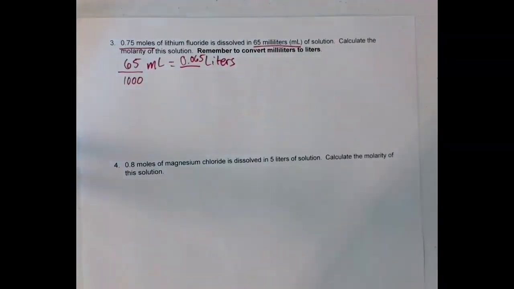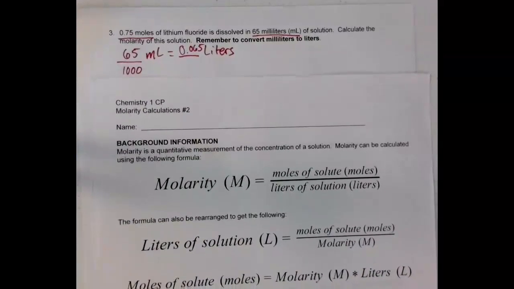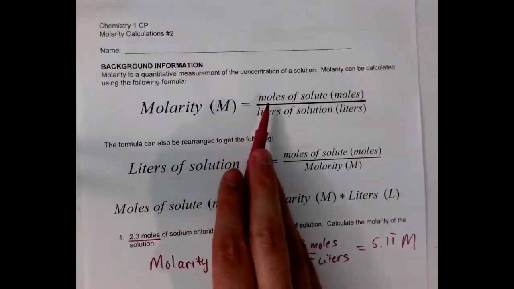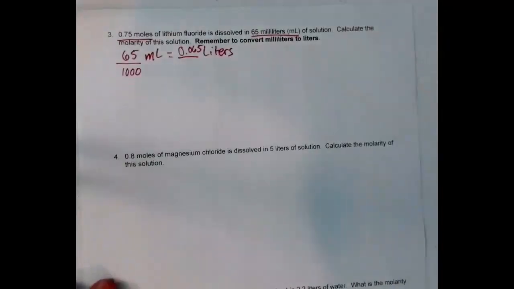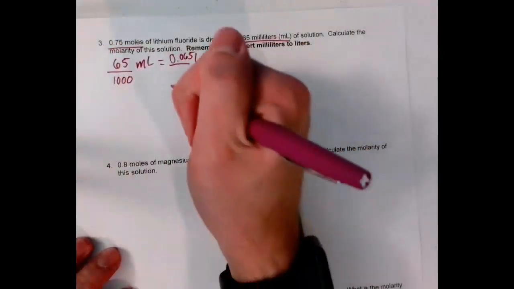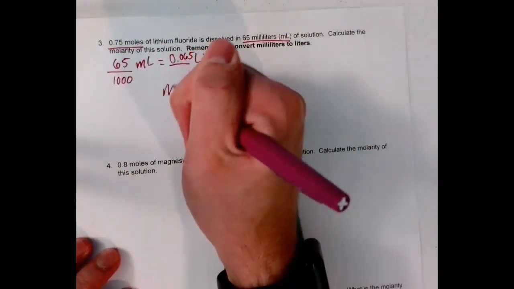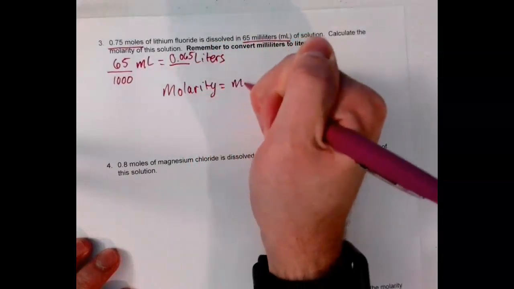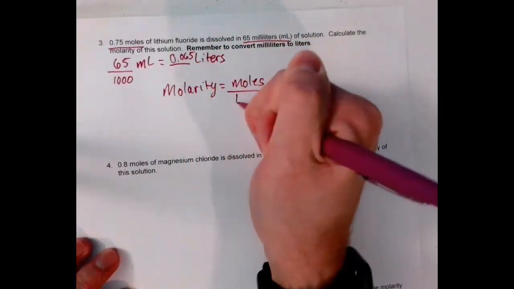So let's look at the front page again and see which formula I'm going to use. It wants us to calculate the molarity of the solution. So molarity is going to be equal to moles divided by liters. And we have both of those now. So we've got 0.75 moles. So molarity equals moles divided by liters.